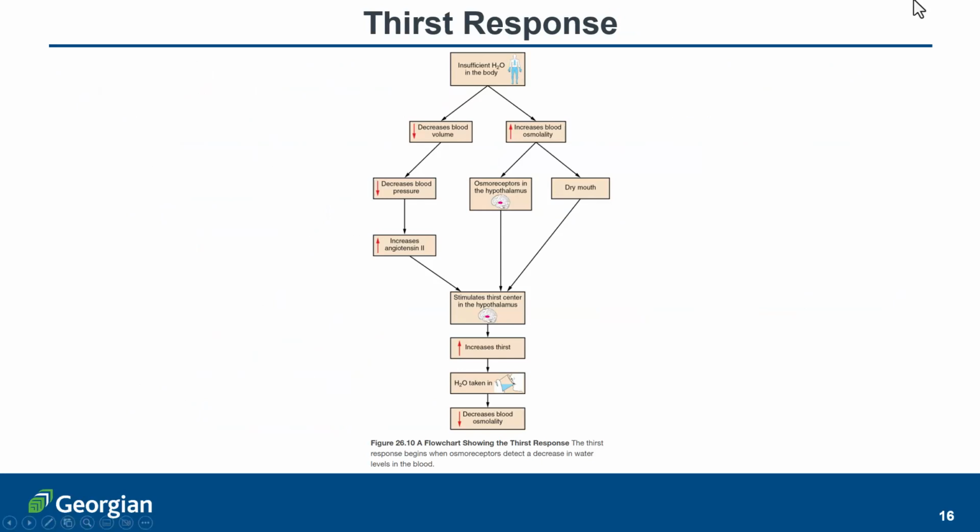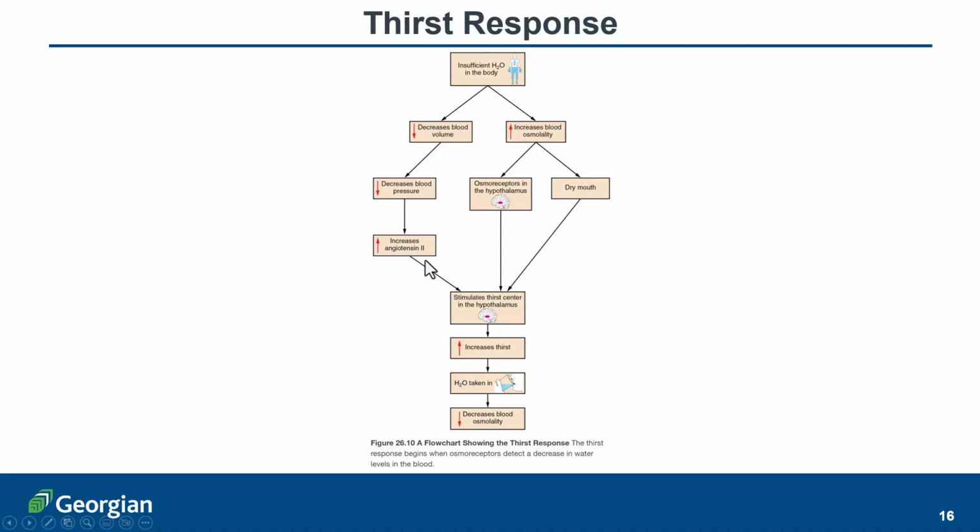Here it is in flowchart form. If there is insufficient or a net deficit of water in the body, that's going to be manifested by a decreased blood volume and an increase in the blood osmolarity. That's going to be detected by the osmoreceptors in the hypothalamus. Clinical manifestations we'll be describing in patho, for example, for clinical dehydration. The osmoreceptors in the hypothalamus, once they are stimulated by an increase in blood osmolarity, will stimulate the thirst center in the hypothalamus to increase our thirst sensation, which will cause us to drink more water, thereby decreasing blood osmolarity.